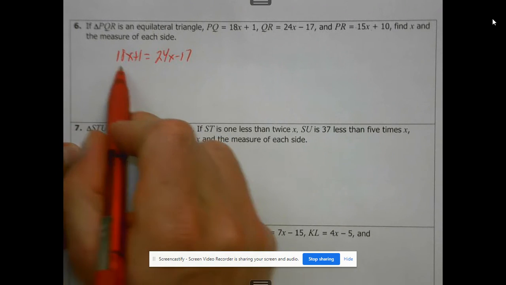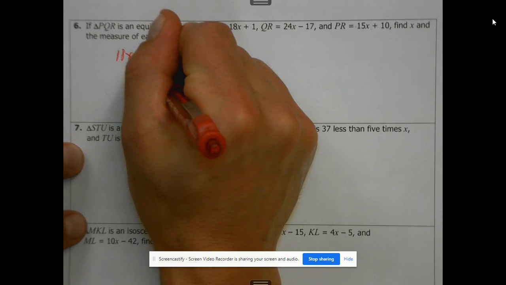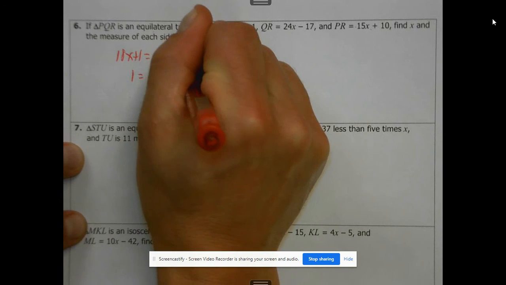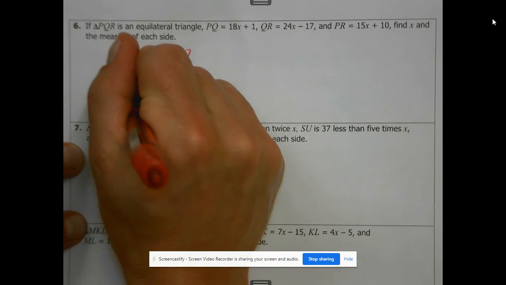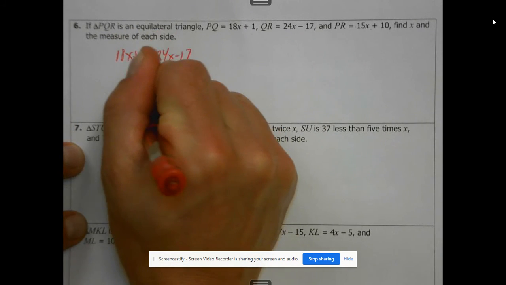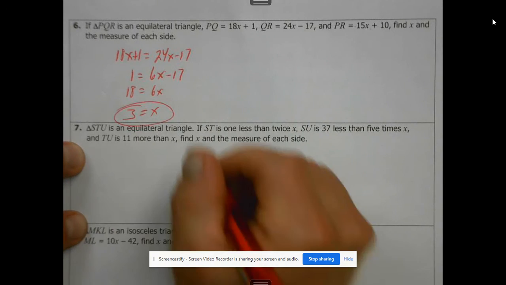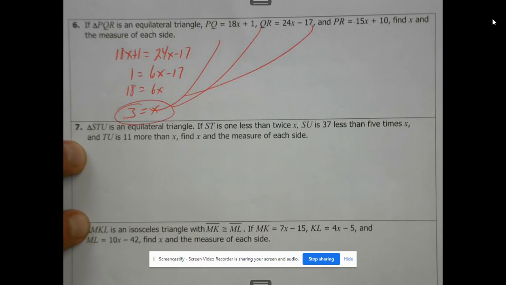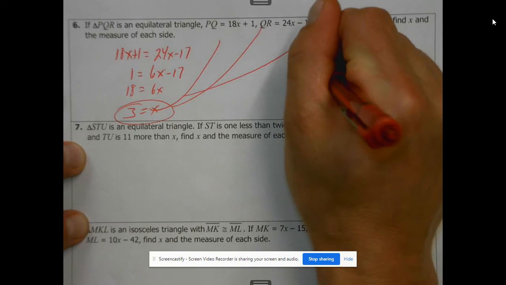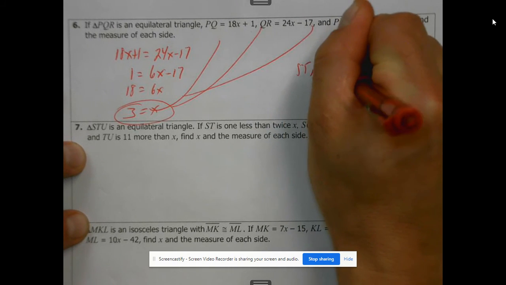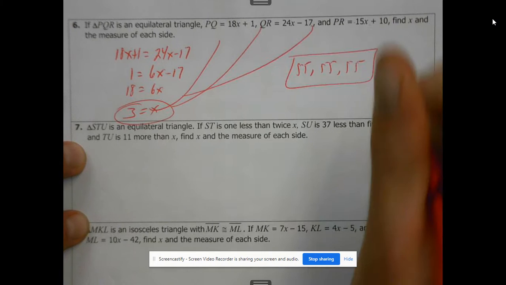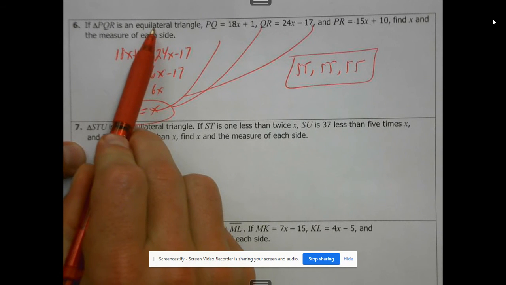I'll subtract 18x to the right. Add 17 to the left. And 6 goes in there 3 times. Plug it back into all 3 sides. The sides come out to be 55, 55, and 55, which makes sense because it's an equilateral triangle.